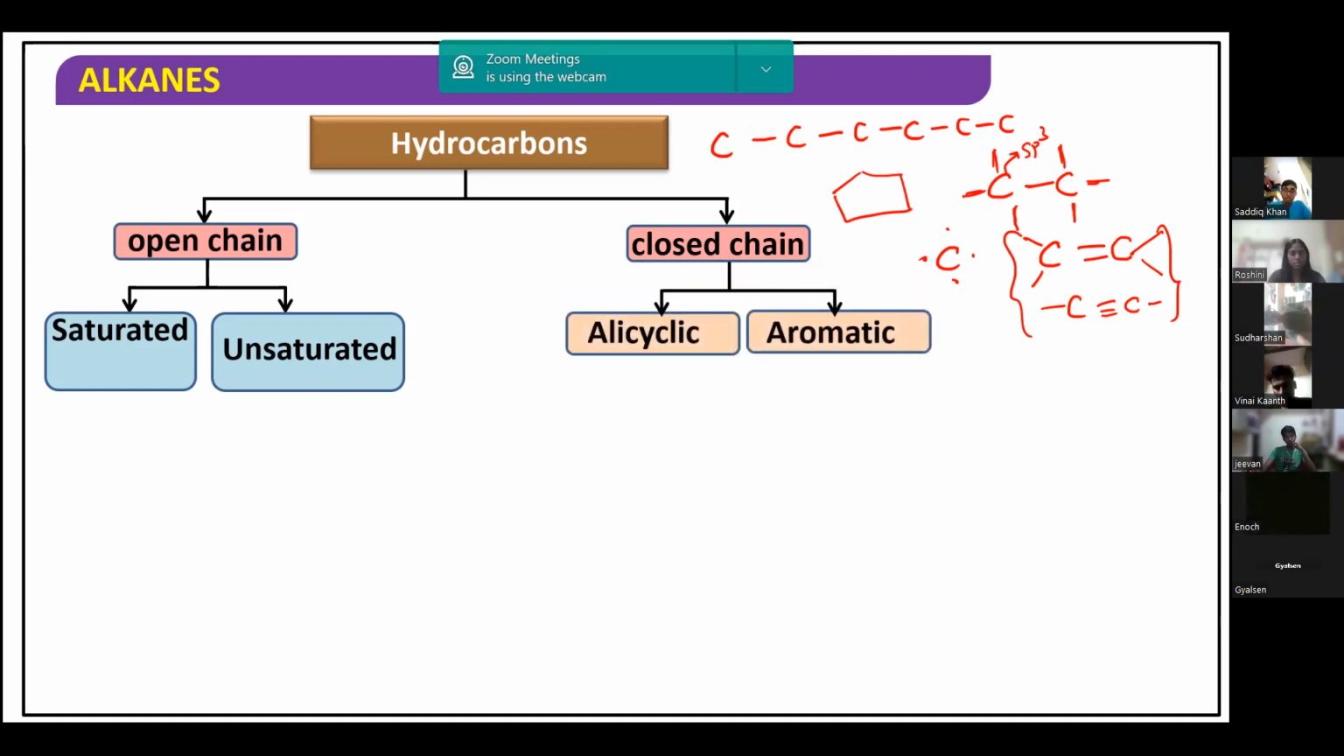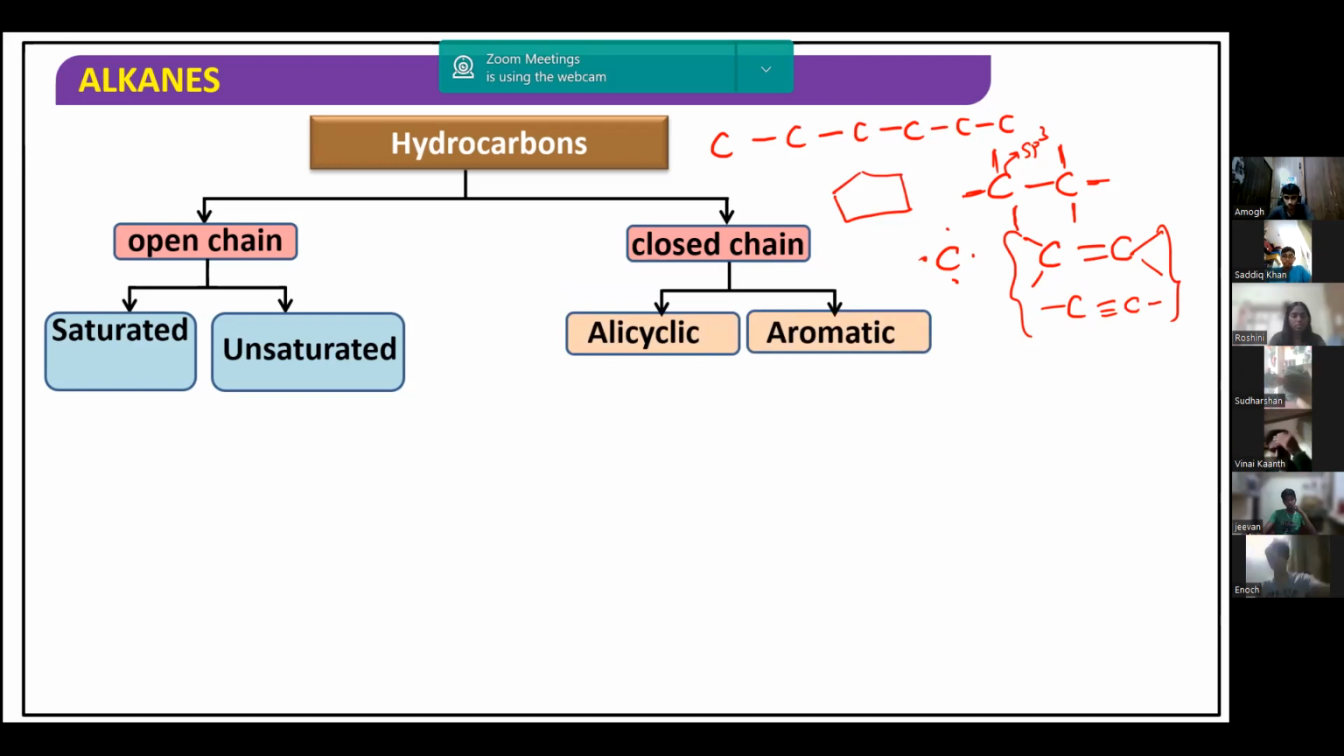Closed chain hydrocarbons you can see as alicyclic or aromatic hydrocarbons. We also have open chain or closed chain. We can call them aliphatic and aromatic. One more broad classification we can do, which in the first chapter you must have come across, is aliphatic and aromatic. So aliphatic open chain, we can say, these saturated and unsaturated compounds can also be called aliphatic open chain hydrocarbons. Alicyclic means the compounds are cyclic in nature but aliphatic. So they are not aromatic.